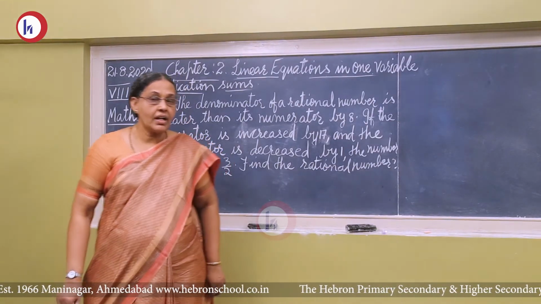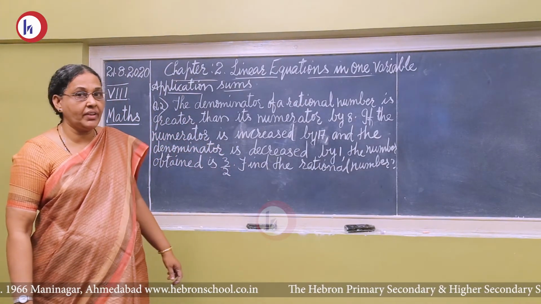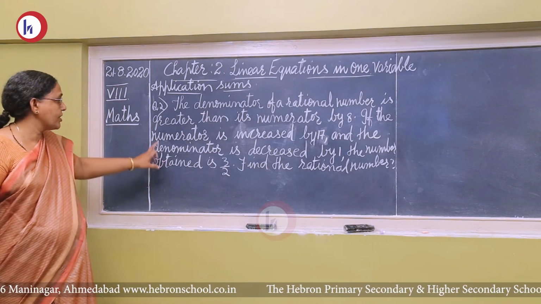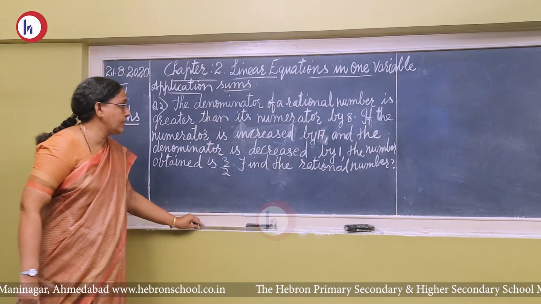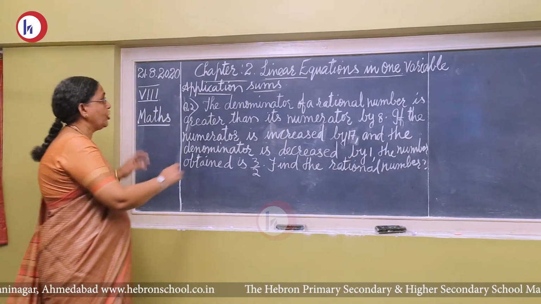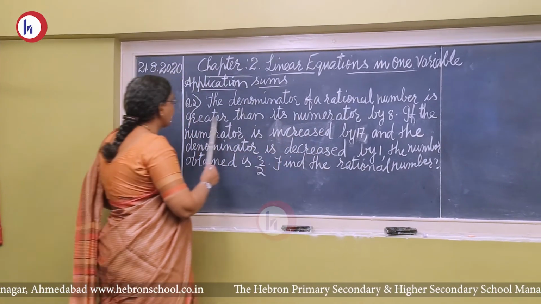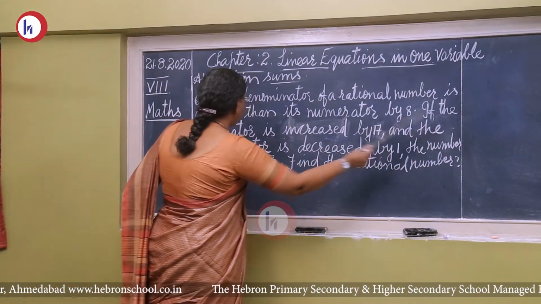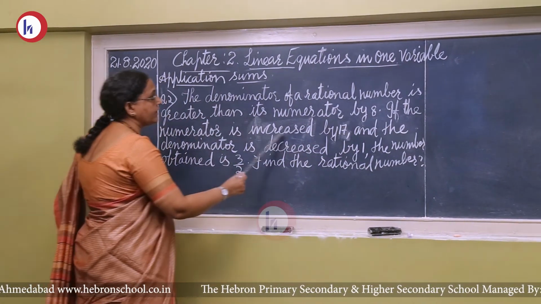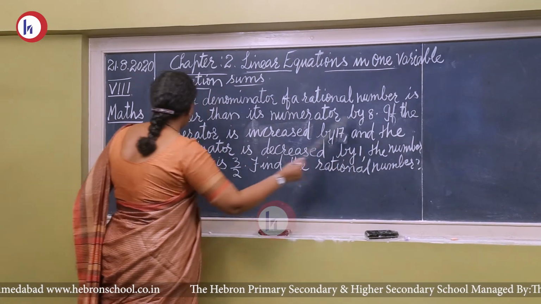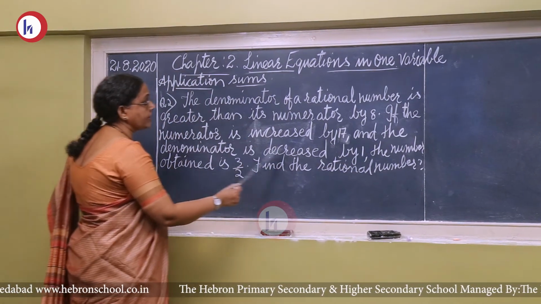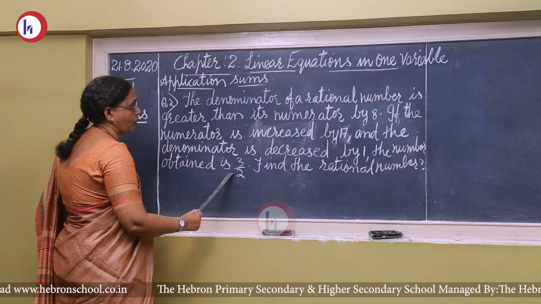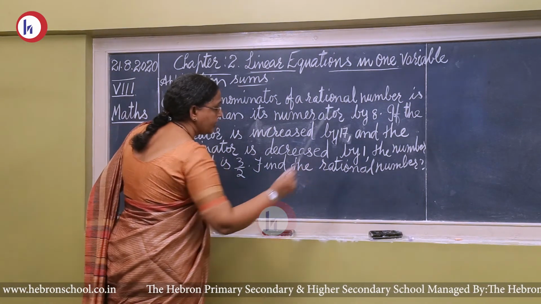Okay, let us solve one more word problem, a practical sum which is applied in our daily life. The question is this: the denominator of a rational number is greater than its numerator by 8. If the numerator is increased by 17 and the denominator is decreased by 1, the number obtained is 3 upon 2. Find the rational number.